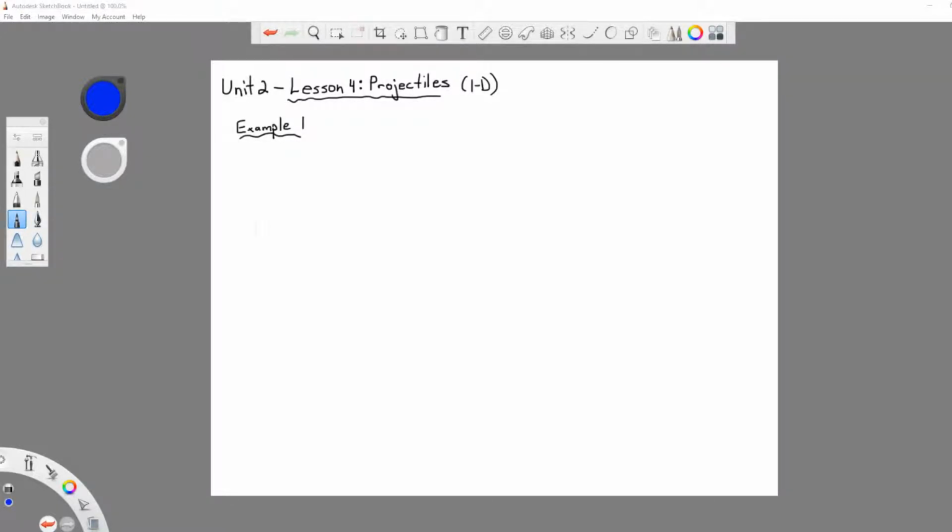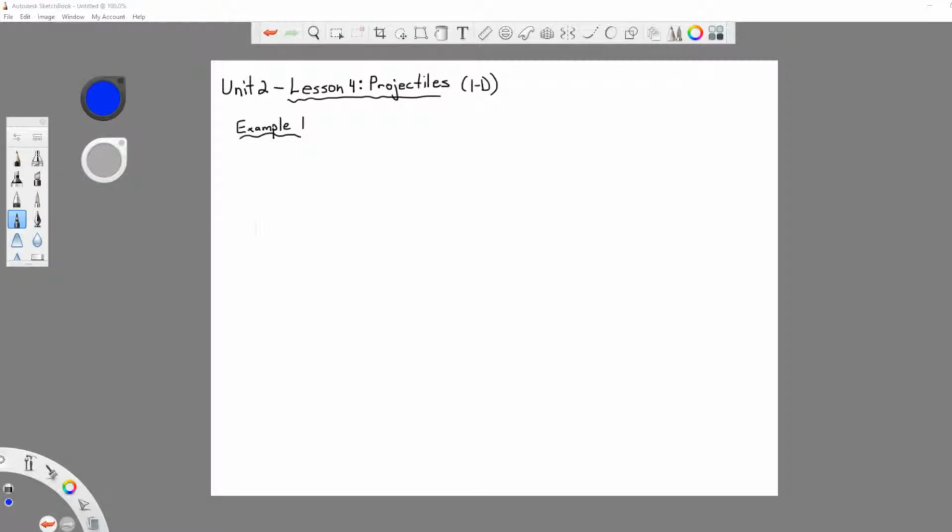Hello and welcome to Unit 2, Lesson 4 on projectiles. This is going to be only 1D projectiles, so again, we're not going to have to worry about X's and Y's for a little bit. And it's going to be as if they're going straight up, straight down, or moving along a track, something in those regards.